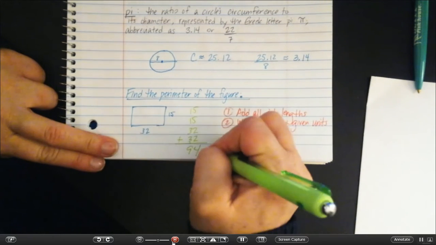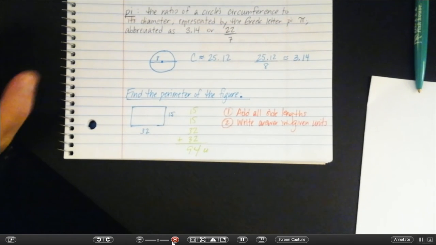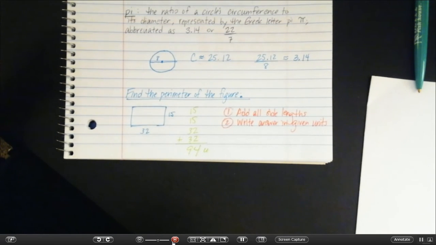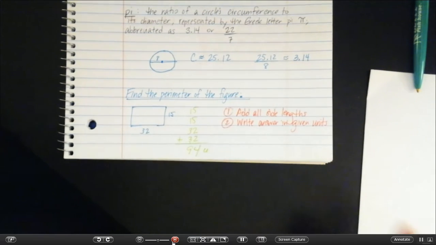94 units. Okay, and it's not squared. Okay, I didn't multiply anything. It's not cubed. I didn't multiply 2 or 3 things. I only counted around the outside, okay, like if it was a fence.